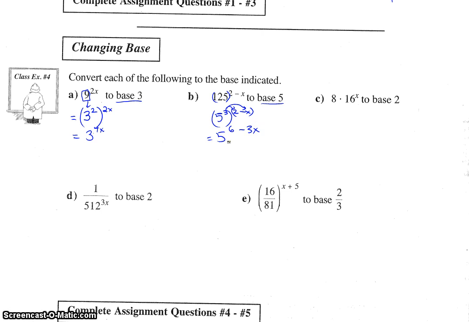All right, so C, we've got 8 times 16 to the x, and they want base 2. So each one of these factors we're going to change into base 2, and then we're going to use our product law for exponents. So we have 8, which is 2 cubed, times 16, which could be 2 to the exponent of 4, but we still have that x there, so I'm going to keep the x.